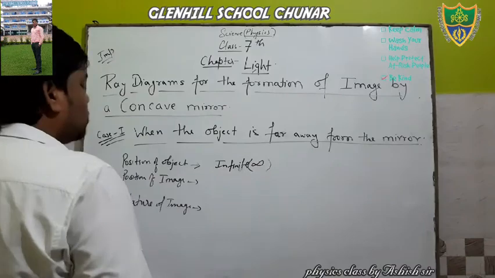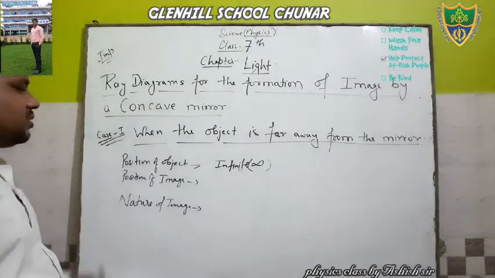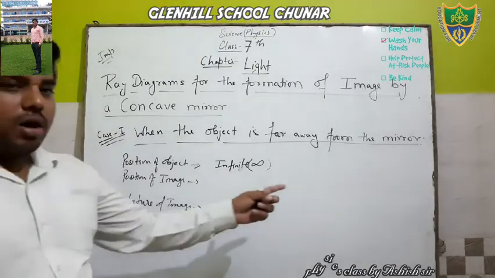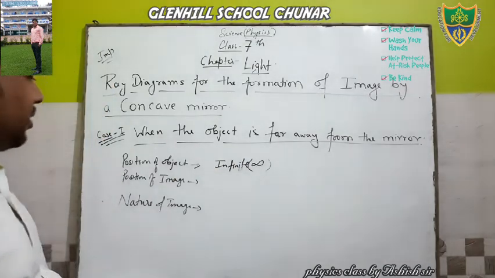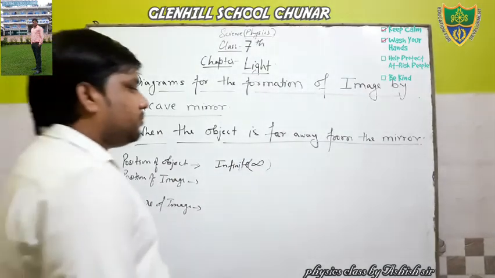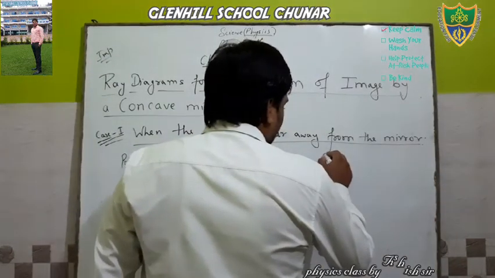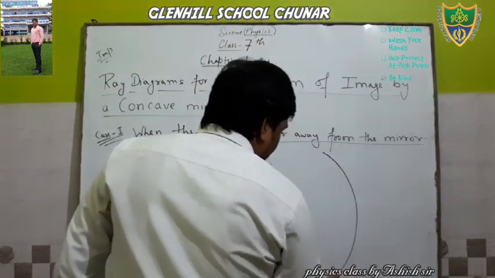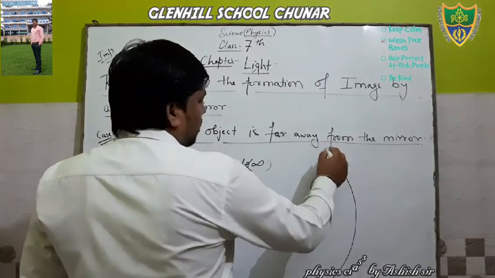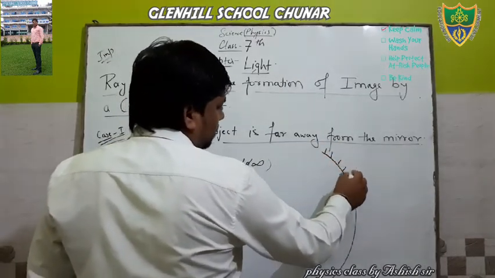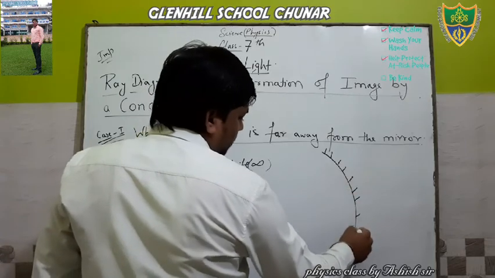Okay. What is the position of image? So first we draw or trace the ray diagram. Then after that we write what is the position of image and nature of image. So we have to draw a ray diagram. First we draw a mirror, concave mirror. This is a polished surface.